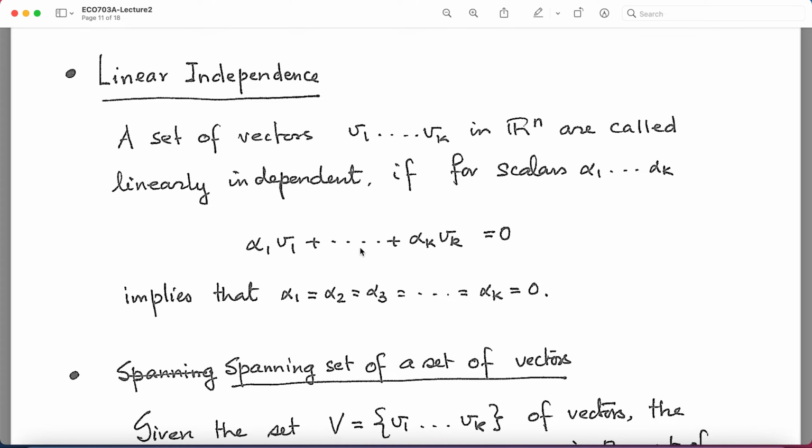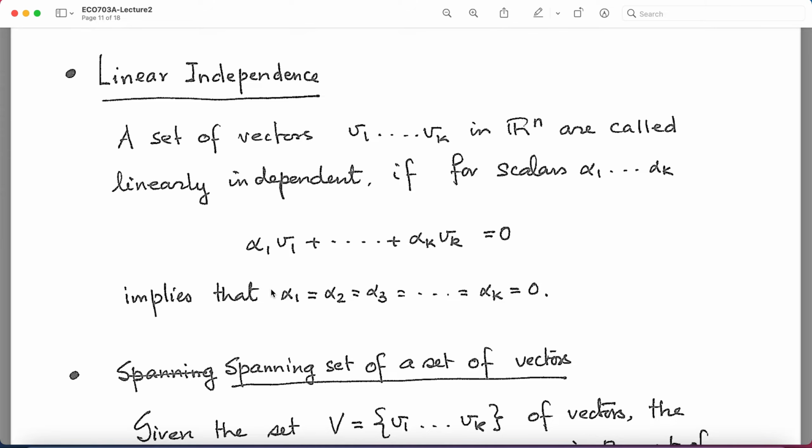Say the second element v2 was 0. So, I will put alpha 2 equal to say 20 and the rest are 0. But this equation will be satisfied. Basically, I can write minus 20 alpha 2 v2 is equal to alpha 1 v1 plus alpha 3 v3 plus ... alpha k vk. So, I can now divide all the sides by 20, and I am expressing the vector v2 as a linear combination of the rest of the vectors v1, v3, v4 to vk.